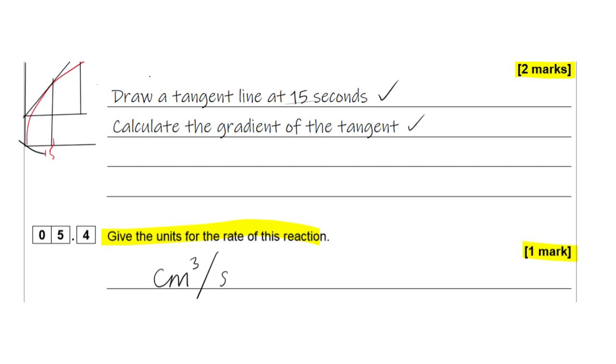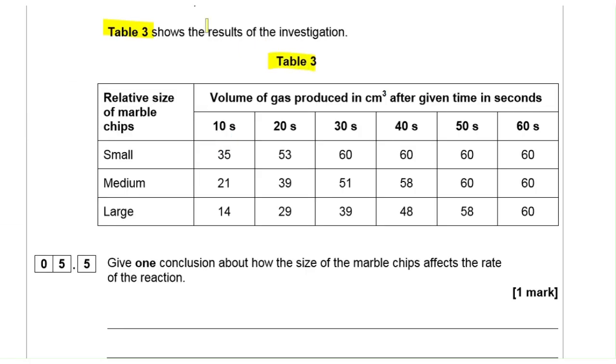So, table 3 shows the results of the investigation. And here's table 3. You've got the relative size of the marble chips down the first column, and then across there, the volume of gas produced every 10 seconds. Give one conclusion for 5.5 about how the size of the marble chips affects the rate of reaction, and this is for 1 mark. So let's look at the first column.